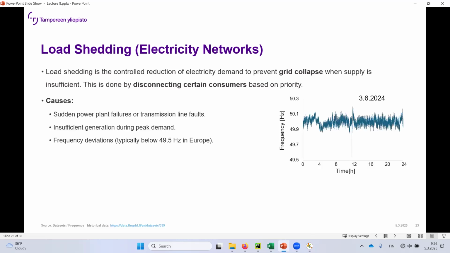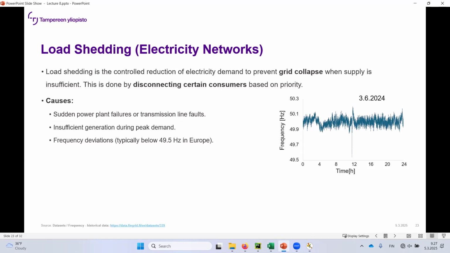But even, by the way, I checked from Fingrid open data, because I was trying to look for instances in Finland where load shedding had been done. Causes: sudden power plant failures, Olkiluoto 3 on the 3rd of June 2024, insufficient generation during peak demand, frequency deviations typically below 49.5 hertz. So the goal is to keep the frequency within plus or minus 0.1 limits. So this would also already be a really big decrease.